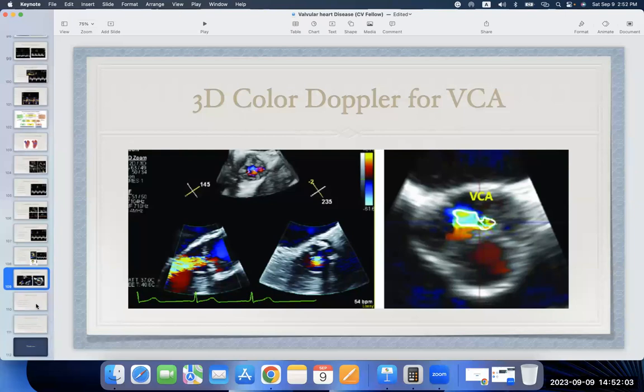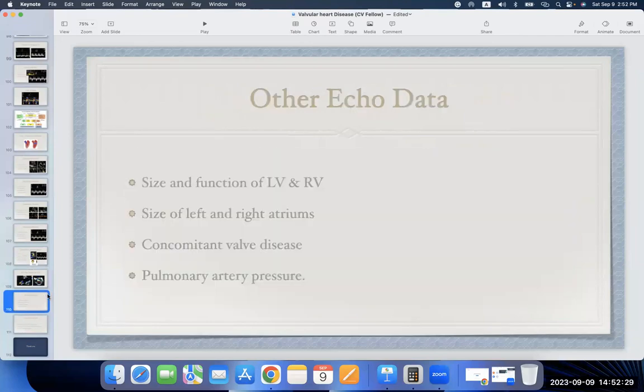Last thing, you can also do the 3D color Doppler vena contracta, the same way that we did with the mitral regurg. You can calculate it, and it gives you almost the same effective regurgitation orifice. But when you calculate it, always try to exclude the low velocity. Only trace the high velocity color, and measure all these things.